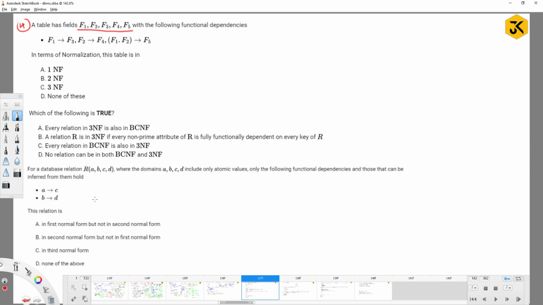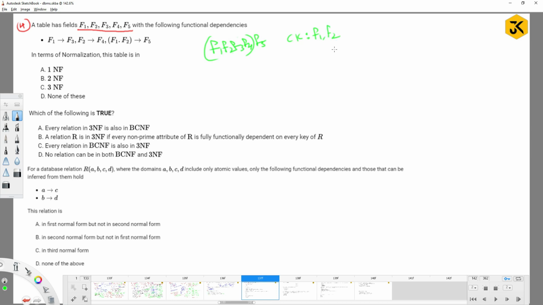So for this solution, what you have to do? You have to calculate the candidate keys first, right? What might be the candidate keys? Go with the necessary attributes. Necessary attributes are F1 and F2, right? So F1, F2 might be a candidate key, try to find out. F1, F2, F1 determines F3, F2 determines F4, F1, F2 determines F5. So the candidate key here is F1, F2.